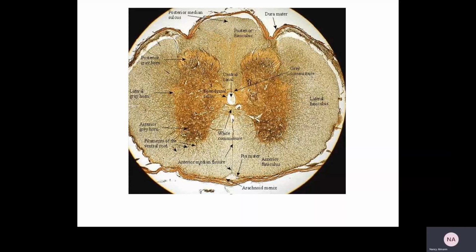How do you remember? Because posterior has an S in it. If the posterior aspect is sensory, you got it. The anterior aspect has to be associated with motor information.